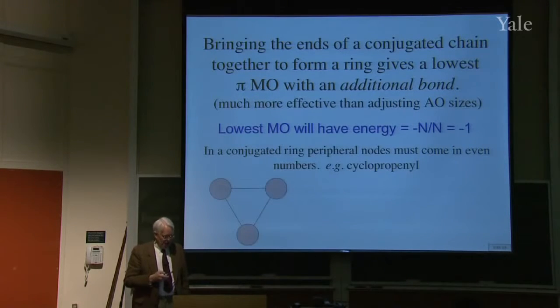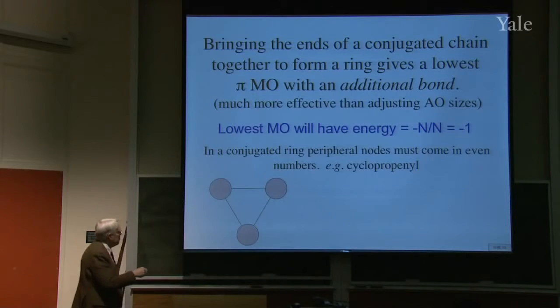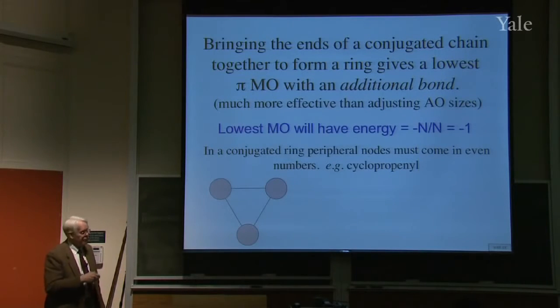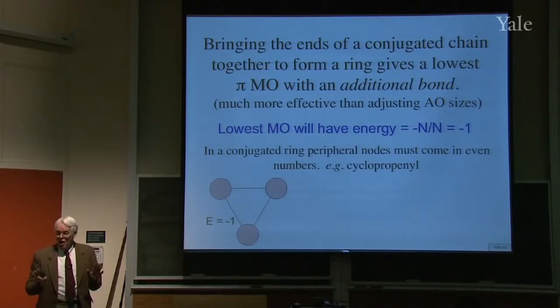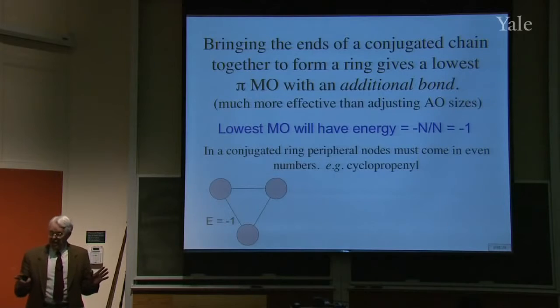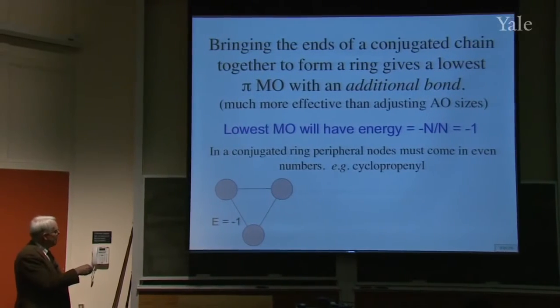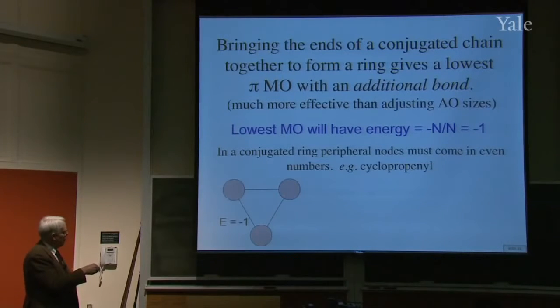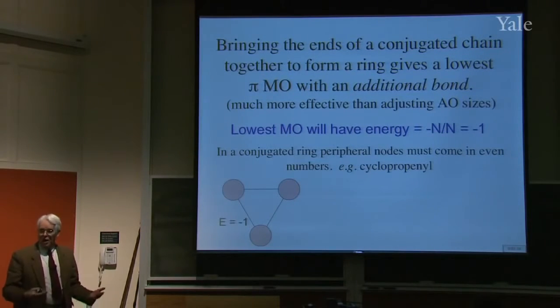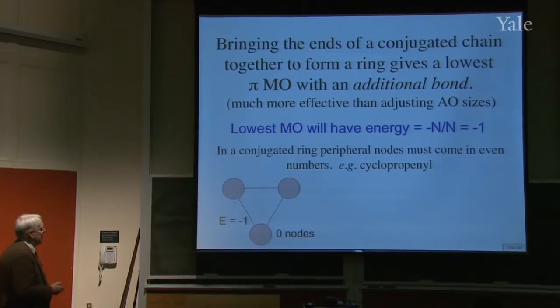Let's look, for example, at the 3-membered ring. So here are 3 p orbitals viewed from the top, right? So there are no nodes, obviously. And the energy of that is going to be minus 1 on the scale we were talking about. Right, each of these is 1 over the square root of 3. The overlap here is 1/3, 1/3, 1/3, totals to 1, minus 1 in energy. Okay? And there are no nodes.